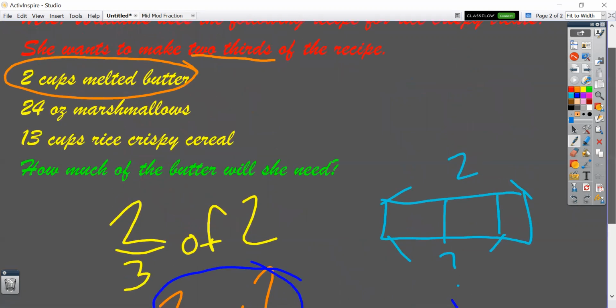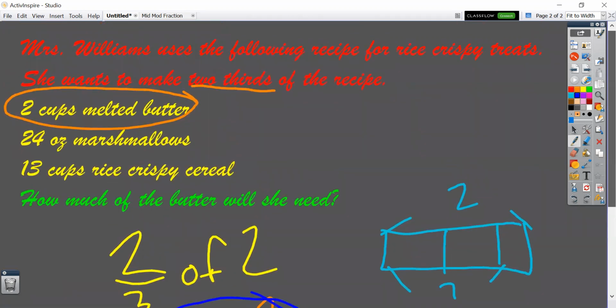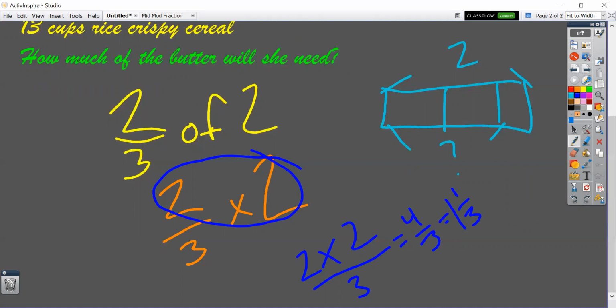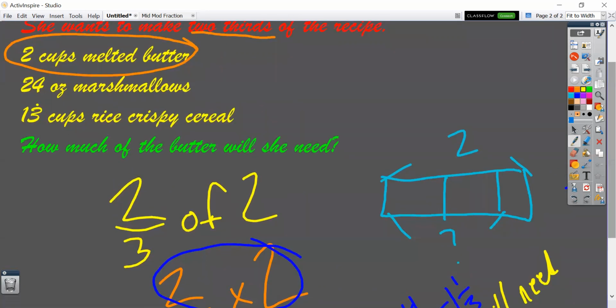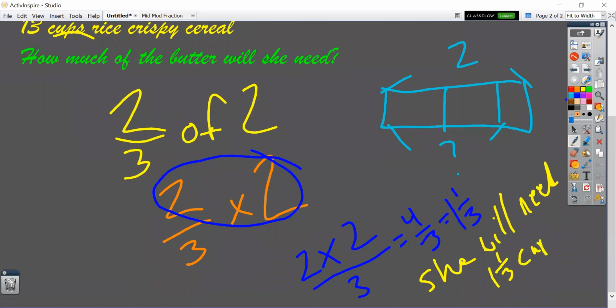So how much butter will she need if she's making 2/3 of the recipe? She doesn't want all 100 squares. She wants just 2/3 of that. And I really don't know if a recipe calls for 100 squares. I'm just making that one up. Let me change colors here and finish this. We need to write a statement. She will need 1 1/3 what? Got to remember to write the correct unit. Is it ounces? Is it cups? Oh, we're talking about butter. So it's cups of butter.